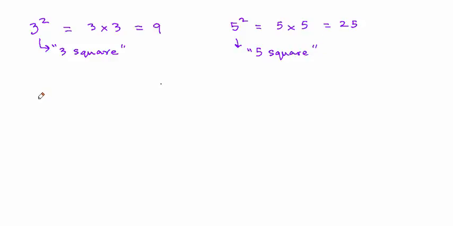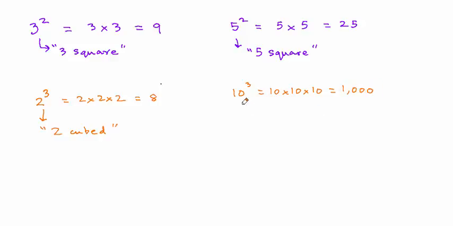And when a number is raised to the third power, for example 2 raised to the third power, which is 2 times 2 times 2, which is equal to 8, is also called the cube of the number. So we call this 2 cubed. In the same way, 10 raised to the third power, which is 10 times 10 times 10, which is 1000, is also called 10 cubed.